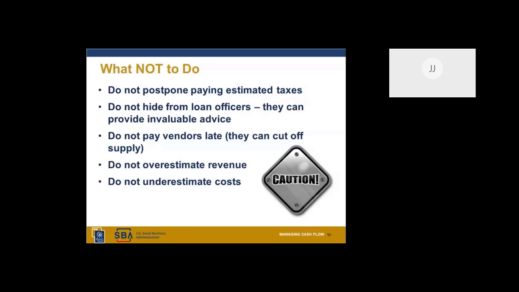So again, not postponing the payment of estimated taxes, hiding from their loan officers. Instead, you would want to emphasize the fact that this would be an opportunity for them to actually seek out their lender and work collaboratively with them to solve that problem. Make sure that they understand that they should never pay their vendors late. And ultimately, emphasizing the fact that you, as an entrepreneur, you don't want to overestimate future revenues and underestimate your costs. You don't want to pad your cash flow just to make it look better, okay? While you think those things might help, they're actually not going to help the success of the business.